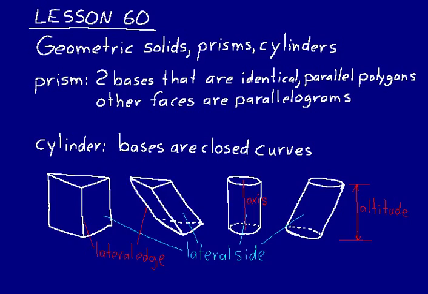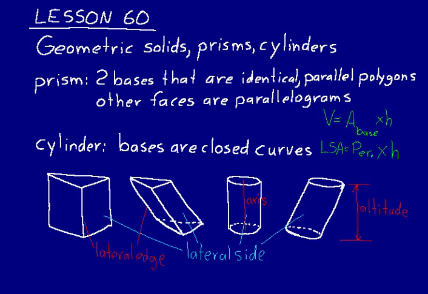And I have that drawn on the far right cylinder. On the second cylinder to the right, there's an axis drawn right down the center of it. The axis is right down the middle of a cylinder. On a right cylinder, the axis and the altitude are both the same distance. On a cylinder that's not a right cylinder, the axis is a different length than the altitude.